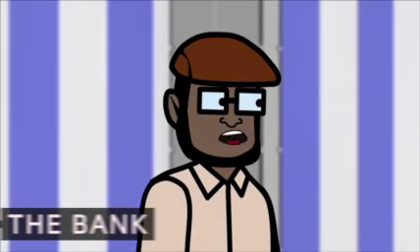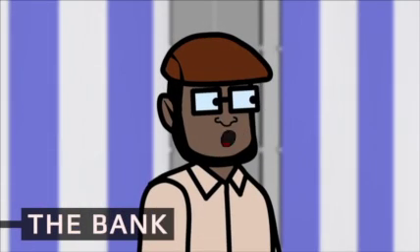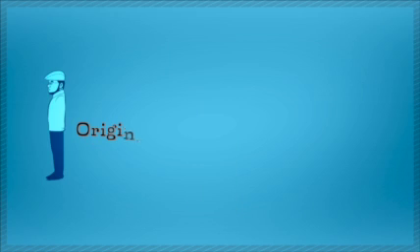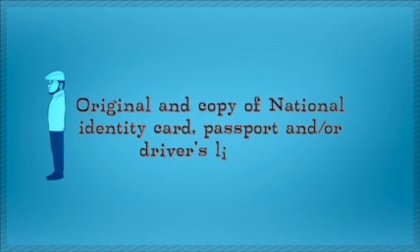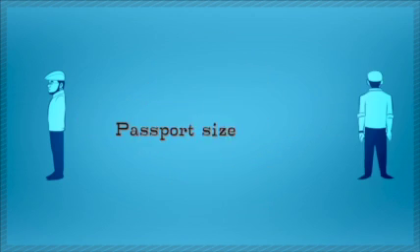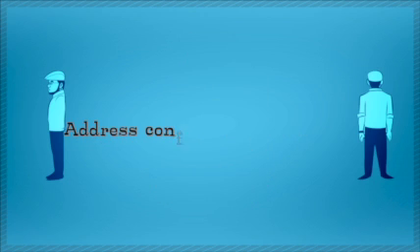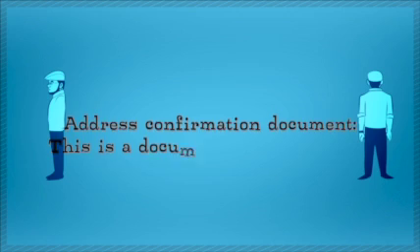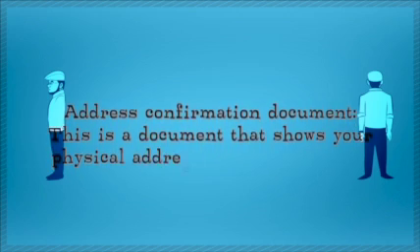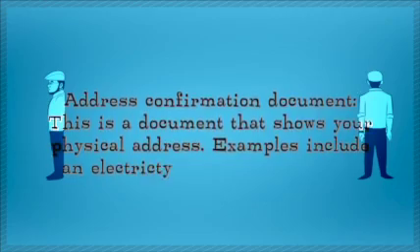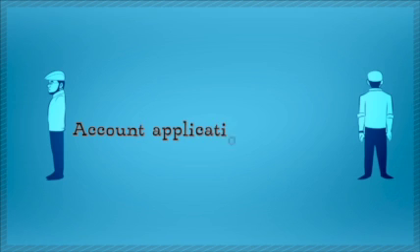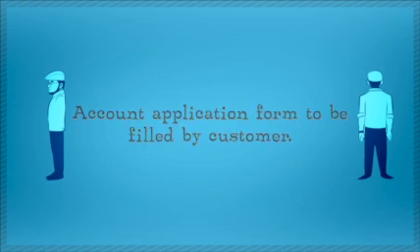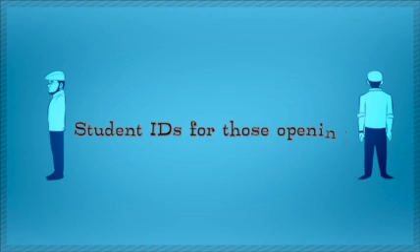When you're ready to open your account, you may need the following documents: original and copy of national identity card, passport, and/or driver's license, passport size photos, address confirmation document. This is a document that shows your physical address. Examples include an electricity bill, bank statement, or telephone bill, account application form to be filled by customer, student IDs for those opening student accounts.